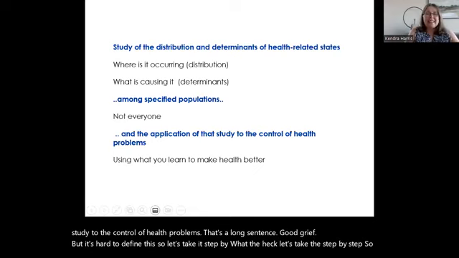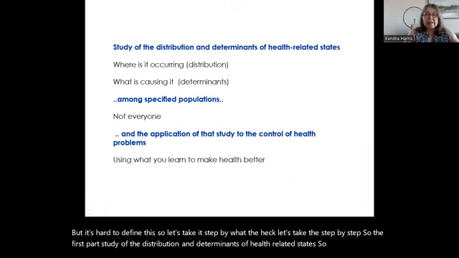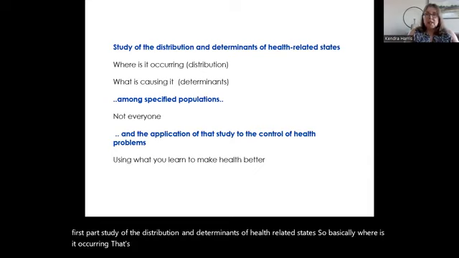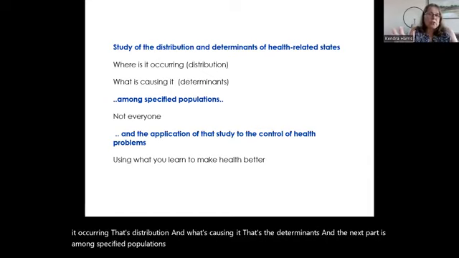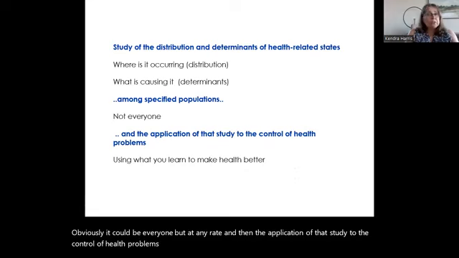So the first part, study of the distribution and determinants of health-related states. So basically, where is it occurring? That's distribution. And what's causing it? That's the determinants. And the next part is among specified populations. So not everyone, it's just a certain group of people, or, in case of a pandemic, obviously it could be everyone. And then the application of that study to the control of health problems. So basically just using what you learn to make health better.